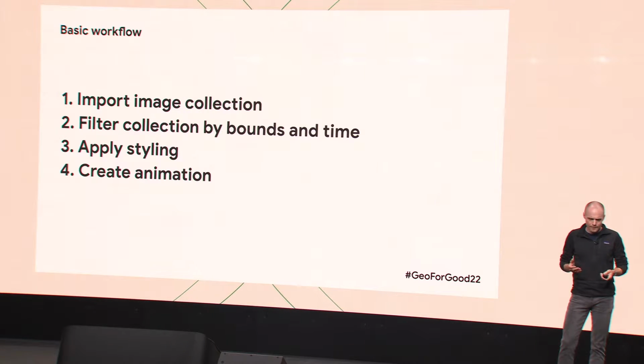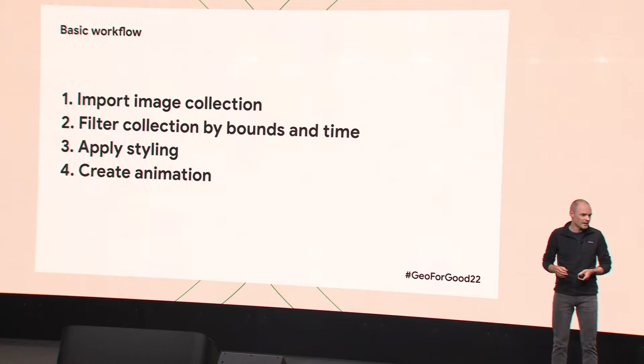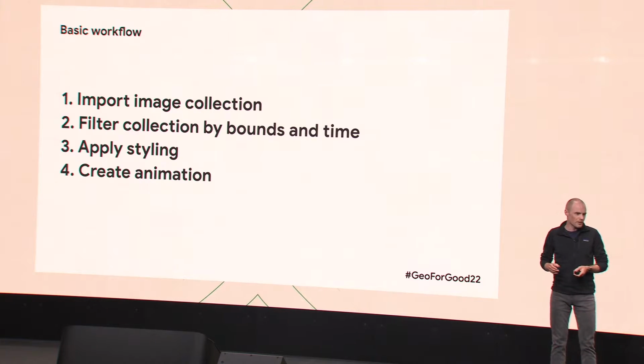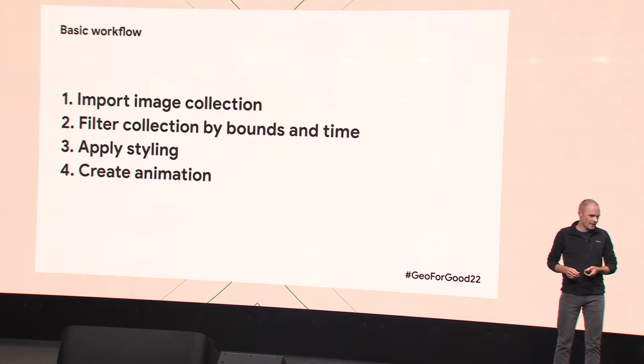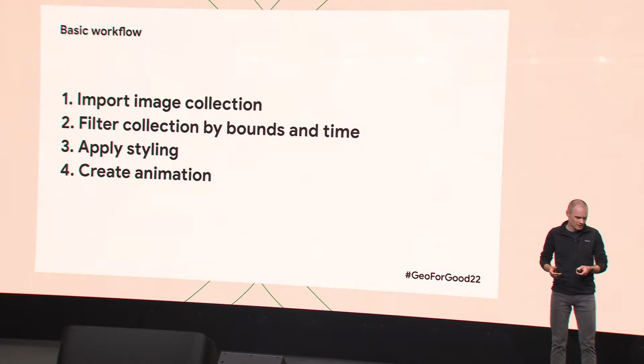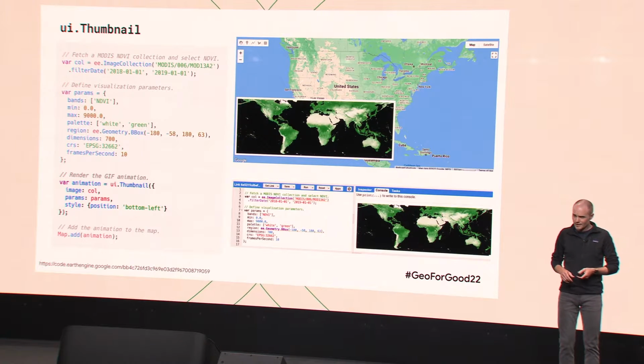And basically, when you want to do an animation, there's a series of steps that is very common. These are just the basics of it: you import an image collection, filter the collection by bounds and time, so some region that you're interested in, some time period that you're interested in, and then apply some styling to it. Those images are just a grid of numbers, so we want to apply some color to those so it makes sense to our brains. And then we create the animation using one of these functions. So this is UI.thumbnail.